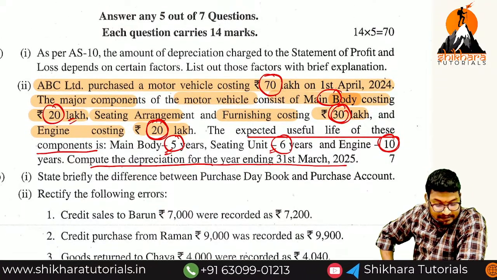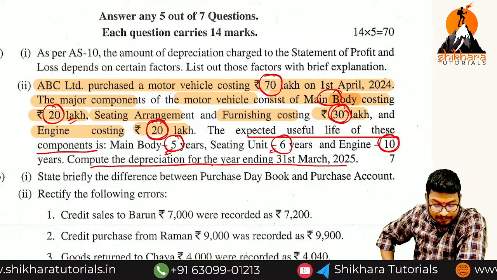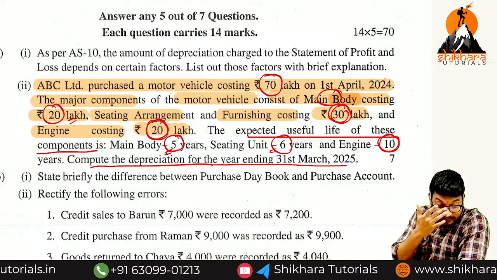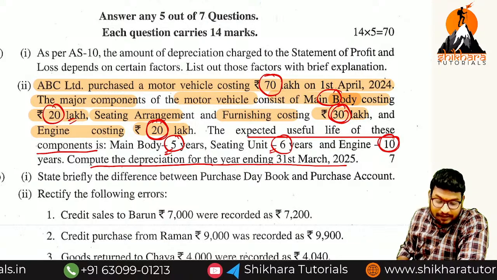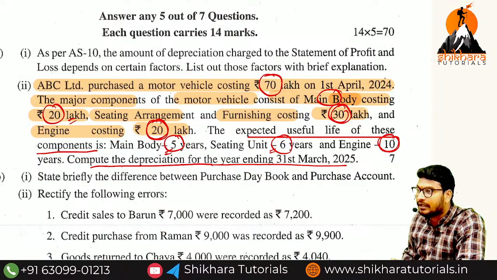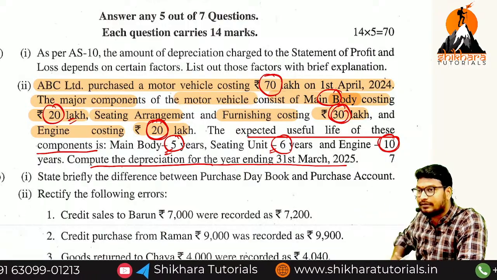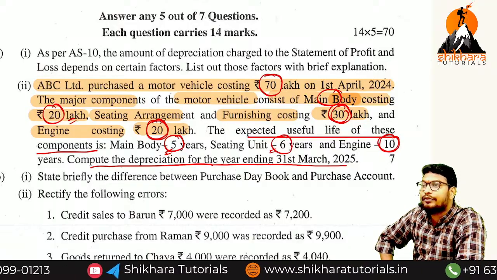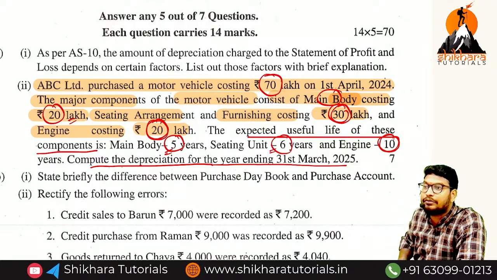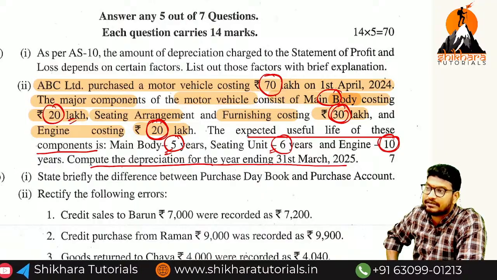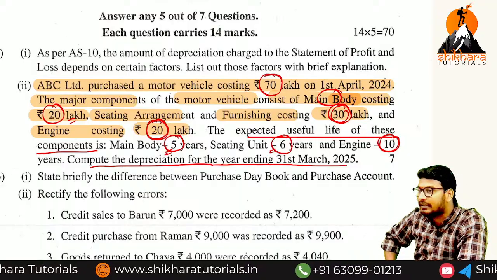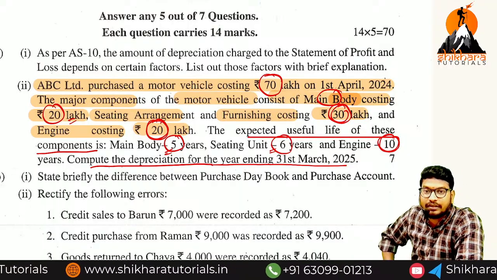Question: the depreciation charged to the statement of P&L account depends upon certain factors. List out those factors briefly. As per AS 10, the amount of depreciation is charged to the P&L account, because it is a nominal account. Otherwise, if you maintain a provision for depreciation, we should not transfer it to the P&L account. We have to transfer it to the provision for depreciation account. So there are two methods. At the time of AS 10, I will discuss normal depreciation and provision for depreciation.